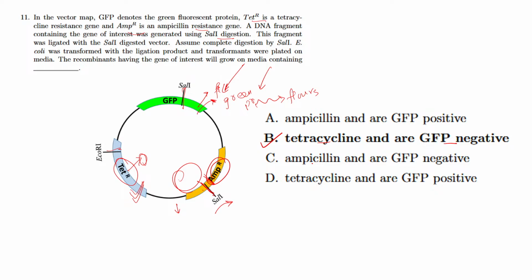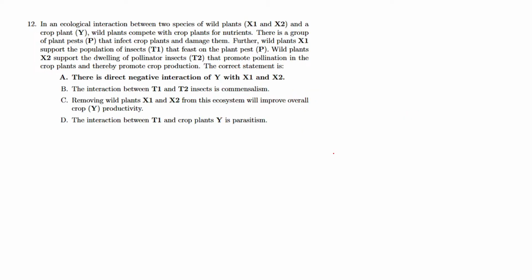So let's move on to the next question. This is a question from ecology. In an ecological interaction between two species, wild plants and a crop plant, the wild plants compete with the crop plant for nutrition. So there is a direct negative impact on this crop plant due to the wild plants over here.